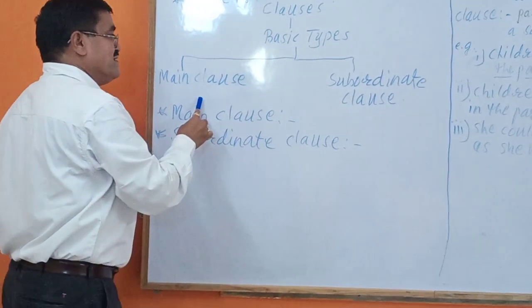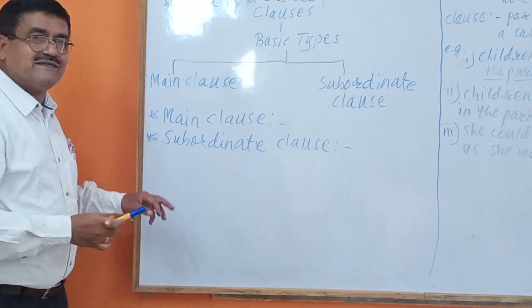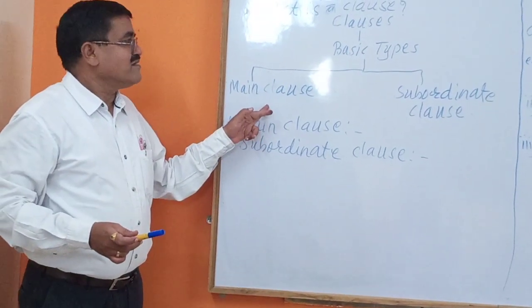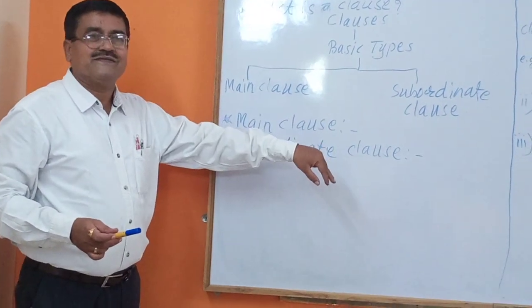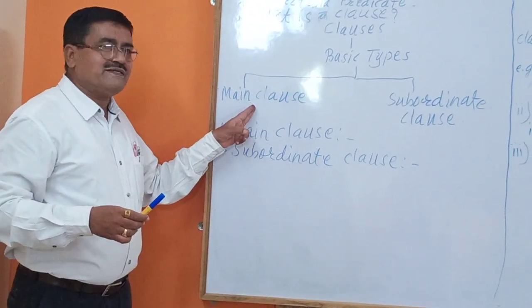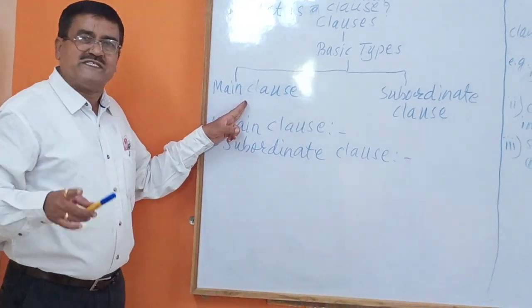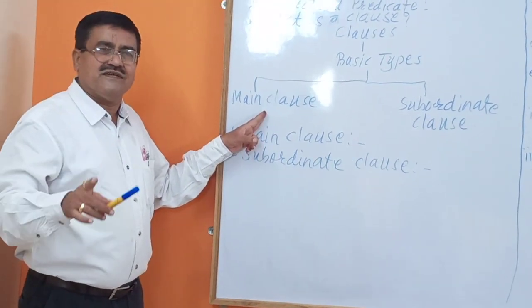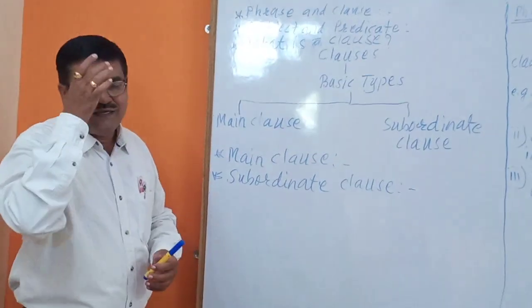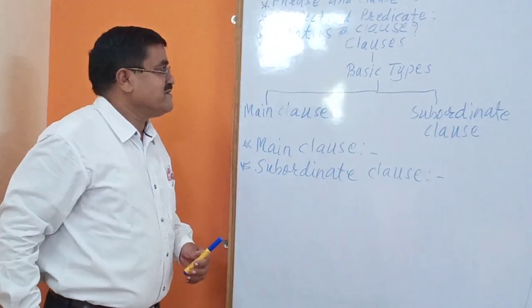Main clause, it is called the principal clause. It is called the independent clause. And subordinate clause, that is dependent clause. Main clause, which is also called principal clause, independent clause, and subordinate clause, which is also called dependent clause.